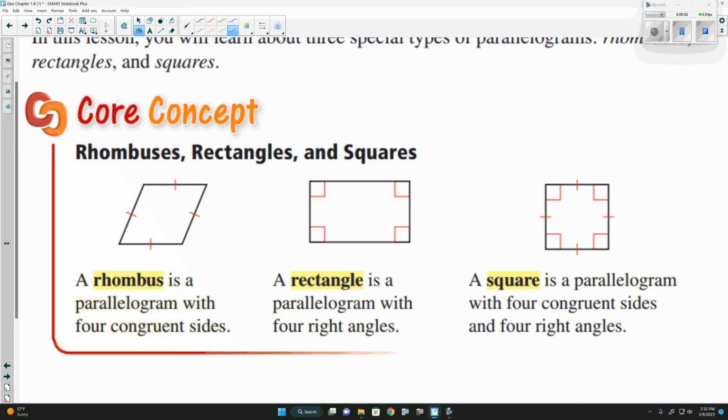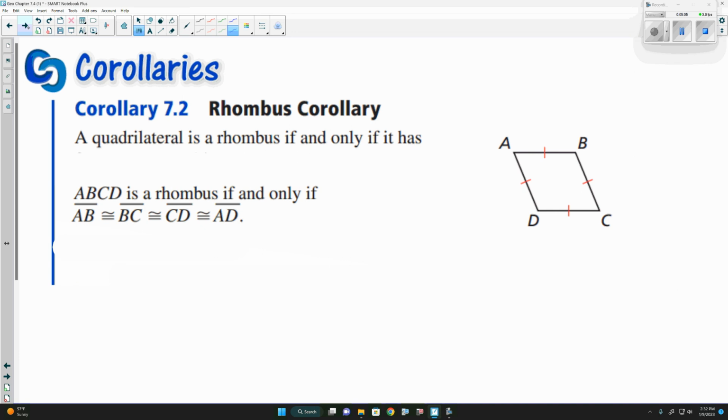Now, the corollary of this: a quadrilateral is a rhombus if and only if it has what? What do you think? 4 congruent sides. So a quadrilateral is a rhombus if and only if it has 4 congruent sides. Can we say the opposite? Can we say the converse of it? If a quadrilateral has 4 congruent sides, then it is a rhombus? Yeah, it works both ways.